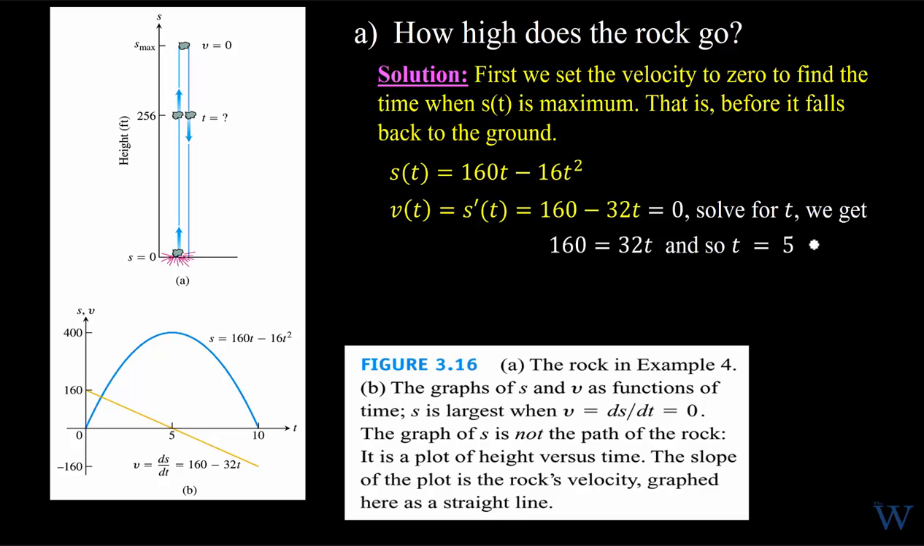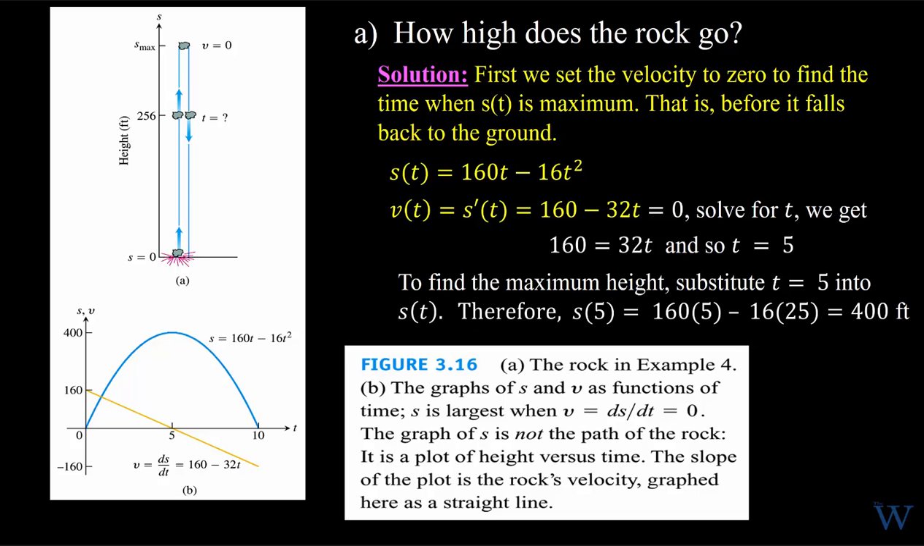Where do I substitute t equal to 5? Well, it says how high, so that means it's a measure of distance or height. So where do you substitute t equal to 5? You substitute it back into s of t. So now we get s of 5 equal to 160 times 5 minus 16 times t squared, which is 25. Do all the math there, you get 400 feet. What does this tell us? That means that after t equaled 5 seconds, it reached a maximum height of 400 feet before it comes back to the ground. All right?